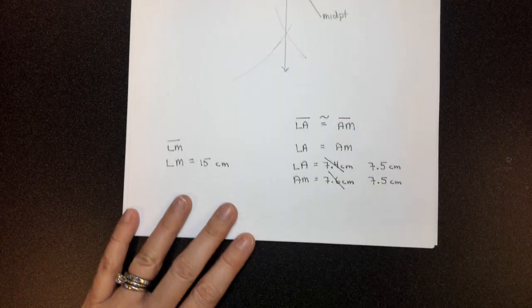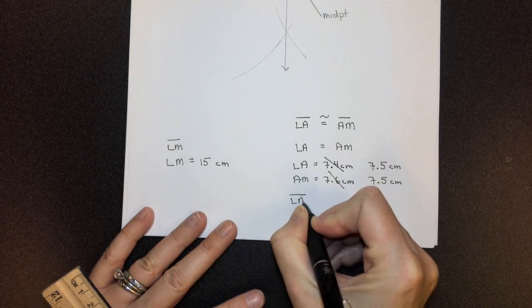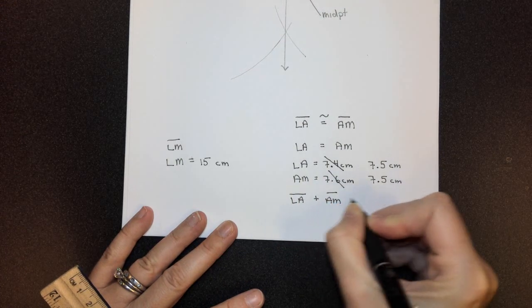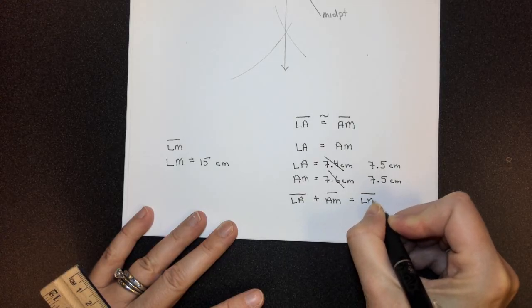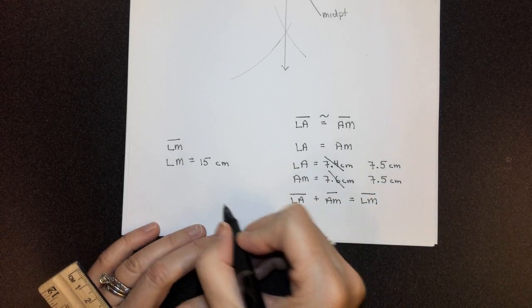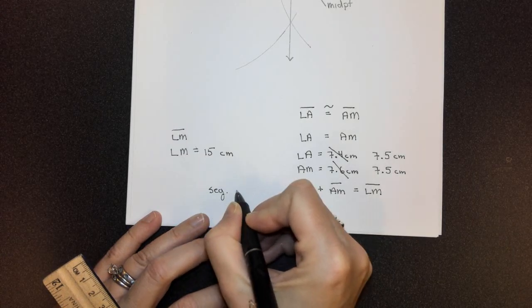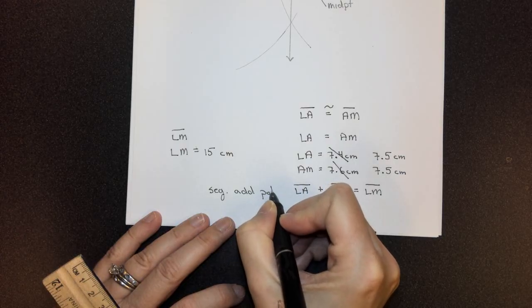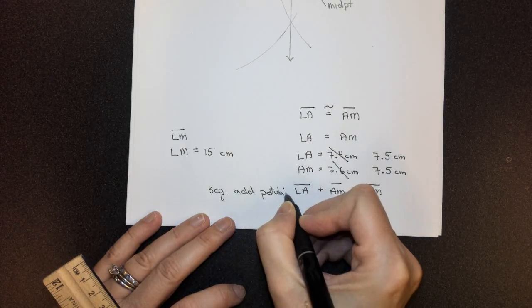We can also say that segment LA plus segment AM is equal to segment LM. And this is called the segment addition postulate. Oops, postulate. There we go.